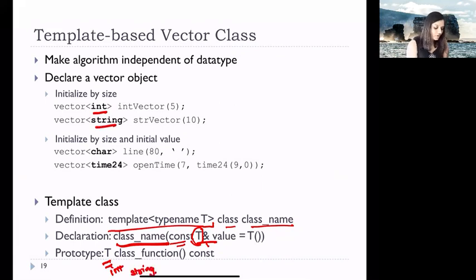And then, as we saw with constant member functions, you can also have your template-based vector class follow const. How do we use it? Here, if you want to initialize the vector, you would say vector, use the angular bracket if it's of type int.